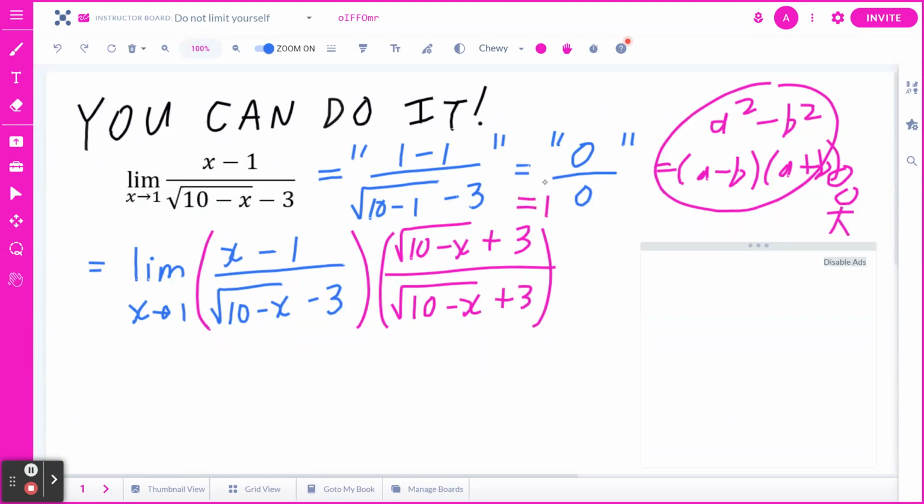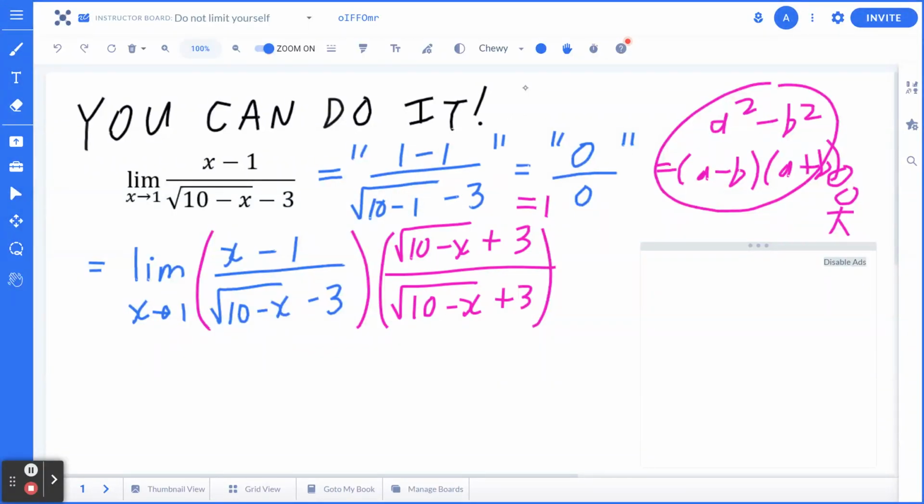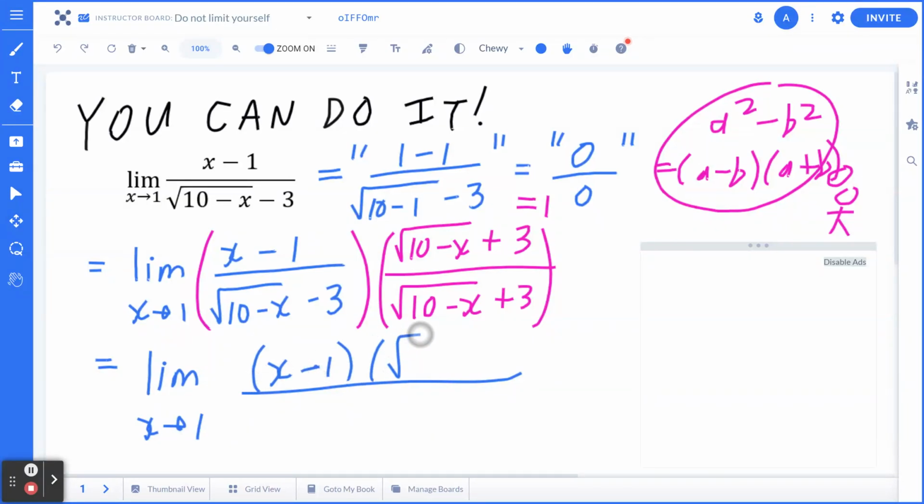And effectively, you're doing 2 things. Number 1, you're multiplying it by 1, so you're not really changing the actual value. And number 2, you're changing the form in such a way that's going to help you find the answer. So this is going to be the limit as x is approaching 1. Do not expand the numerator. There's no need for that, and you just copy it as is. If you look at the denominator, (a minus b) times (a plus b) is going to be a squared minus b squared. So that's going to give you 10 - x minus 3 squared, which is going to be 9.